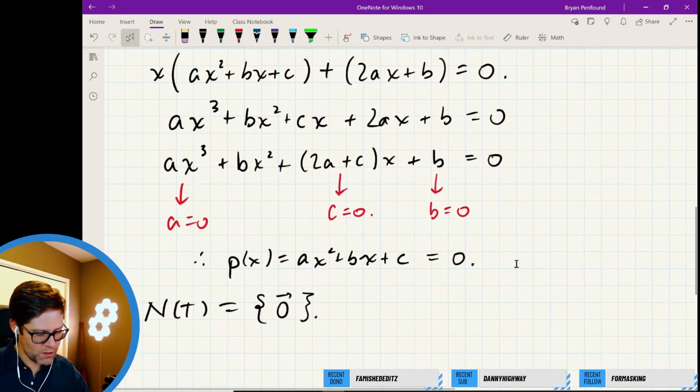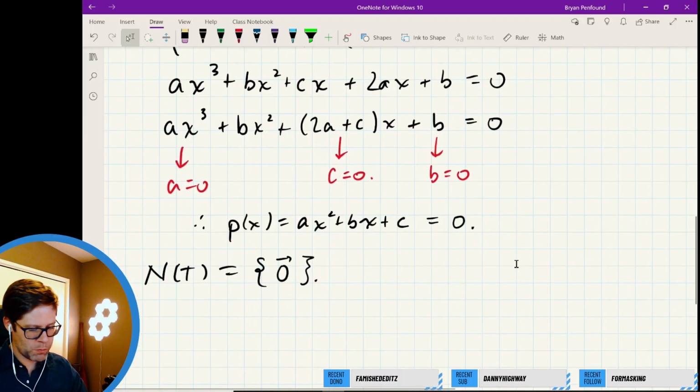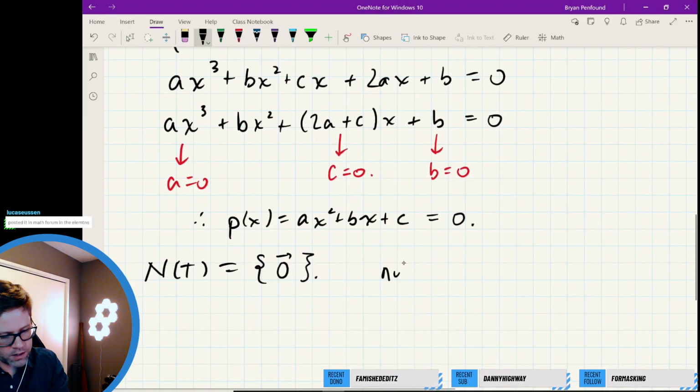Okay, so I think that's the best we can do with the null space. So that means that the nullity would be 0.